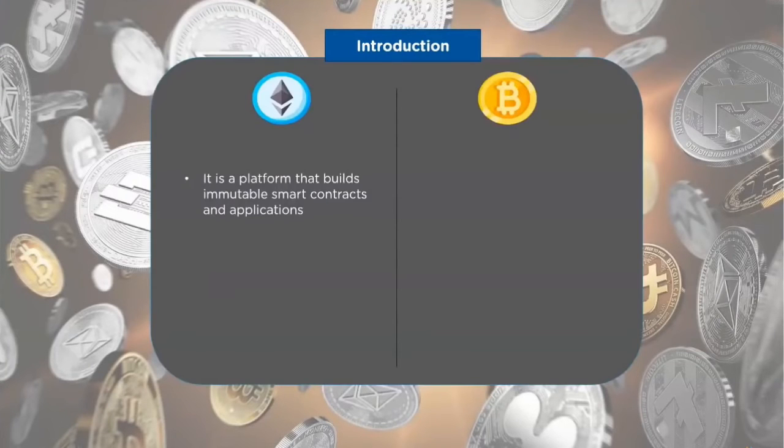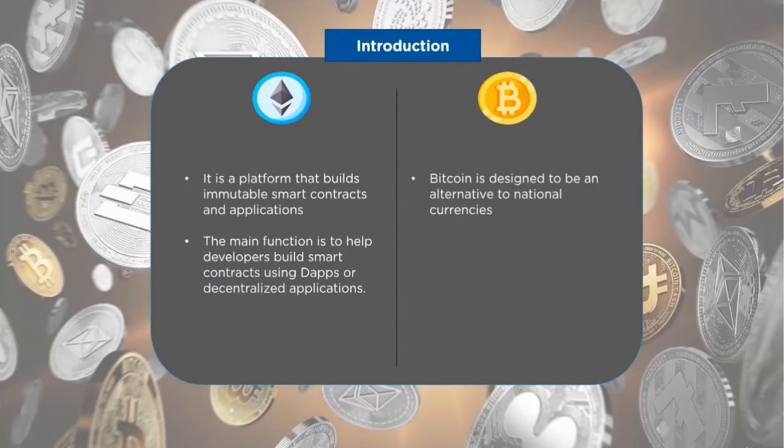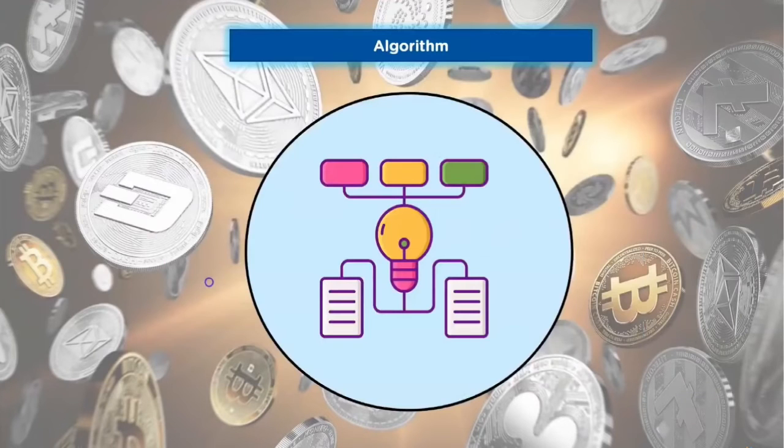Ethereum is a platform that builds immutable smart contracts, an application for its users without any centralized interference. For Bitcoin, it is an alternative to fiat money or physical currency. The main function of Ethereum is to provide its users or developers with a platform to build smart contracts using dApps or decentralized application. On the other side, Bitcoin only intends to be a medium of exchange of money and value stored in its blockchain network. Now let's get started and move towards the first comparison, which is algorithm.